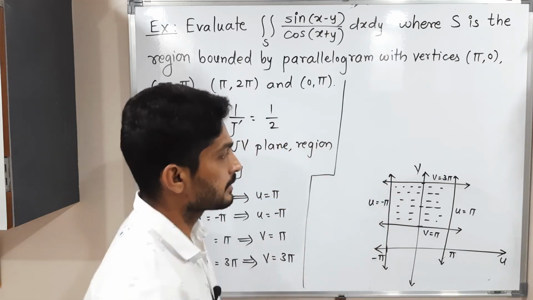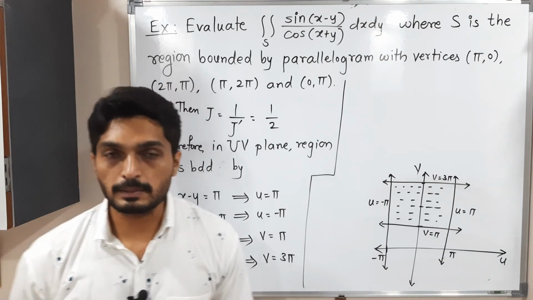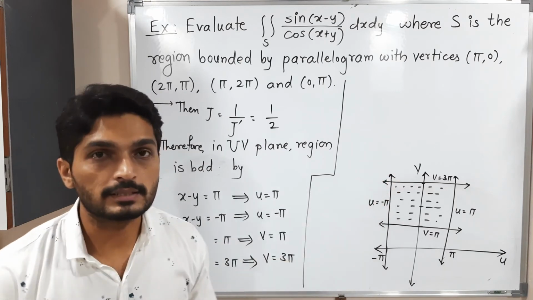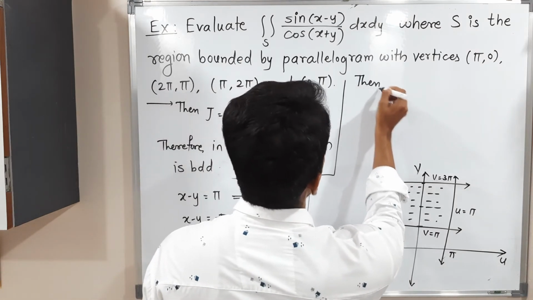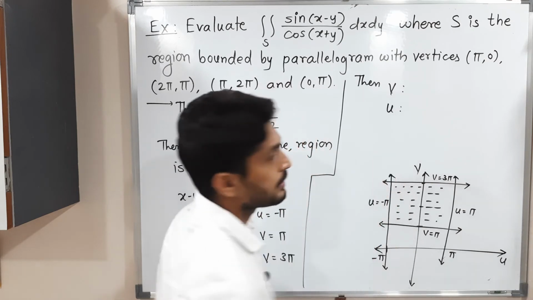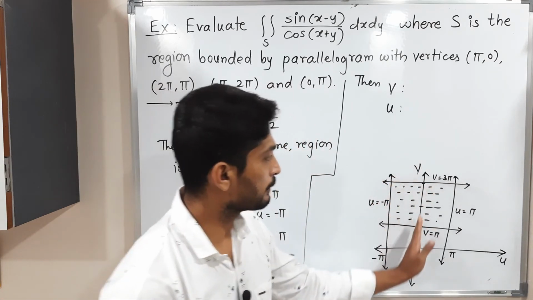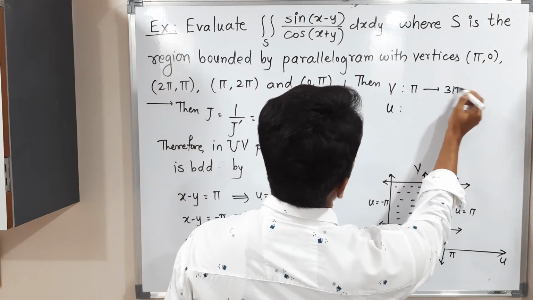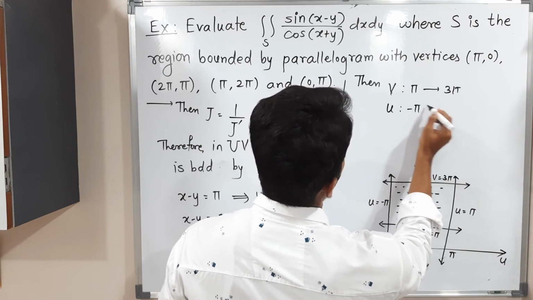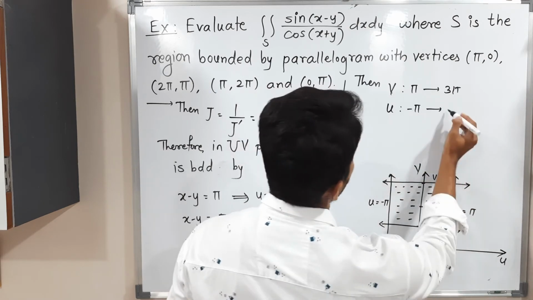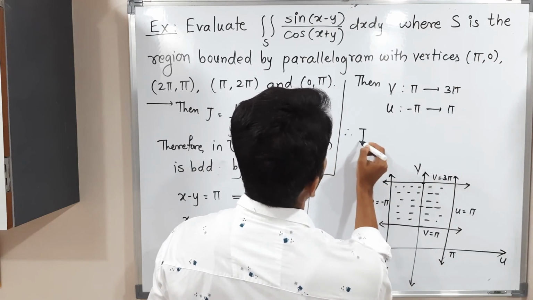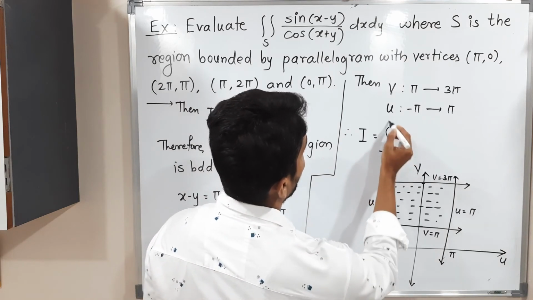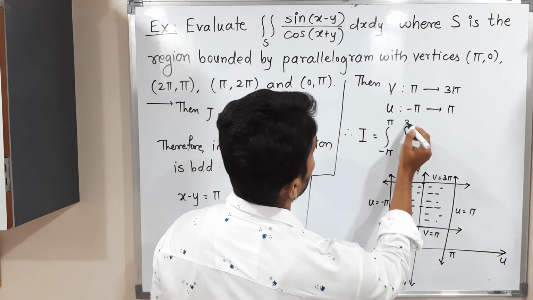Here you can consider a strip parallel to the x-axis or y-axis, it doesn't matter, but it's our habit to make a strip parallel to the y-axis, in the sense the v-axis. So then v varies from, and then u varies from. If you draw a strip parallel to the v-axis, it is bounded below by pi and above by 3 pi, and u is bounded on the left-hand side by minus pi and the right-hand side by pi. So this is the given integral, u from minus pi to pi, and v from pi to 3 pi.